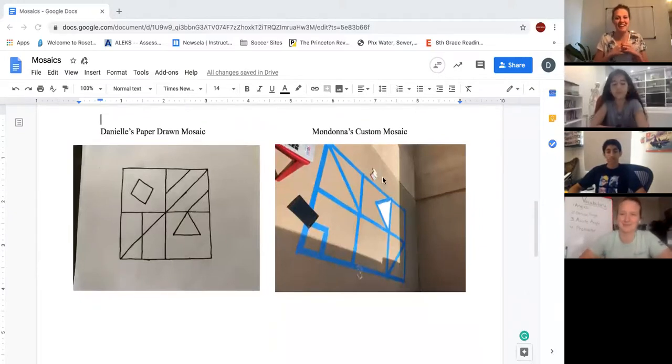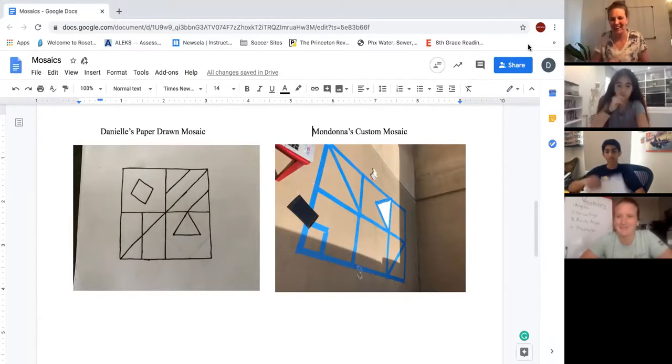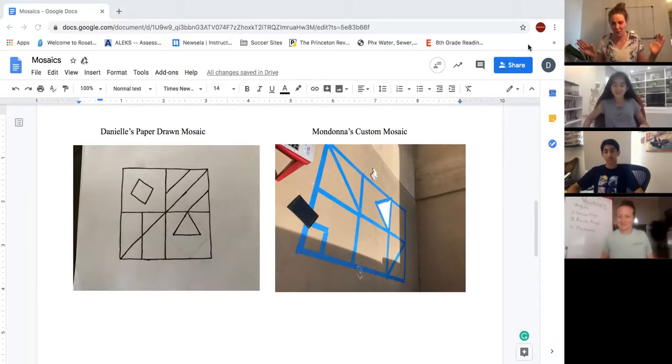Nice. So there's Danielle's, her paper drawn mosaic. It's perfect. She did it just right. So she followed directions really well. And then Mandana, she did a custom mosaic. So she did her very own. She made up her own rules on this, which I love. And that wasn't really purposeful. So I didn't realize there was directions at the time. So I made up my own mosaic, thinking that that was the correct way. So it happened. It's not that big of a deal, but yeah.